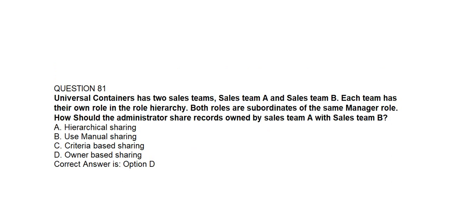Question number 81. Universal Containers has two sales teams, Sales Team A and Sales Team B. Each team has their own role in the role hierarchy. Both roles are subordinates of the same manager role. How should the administrator share records owned by Sales Team A with Sales Team B? Option A. Hierarchical sharing. Option B. Use manual sharing. Option C. Criteria-based sharing. Option D. Owner-based sharing. Correct answer is option D. Owner-based sharing.